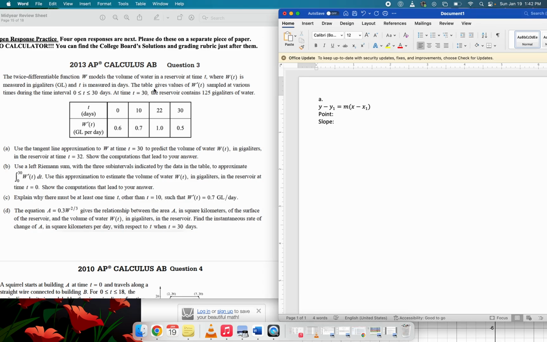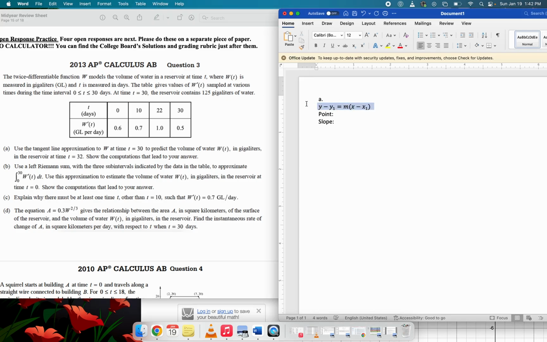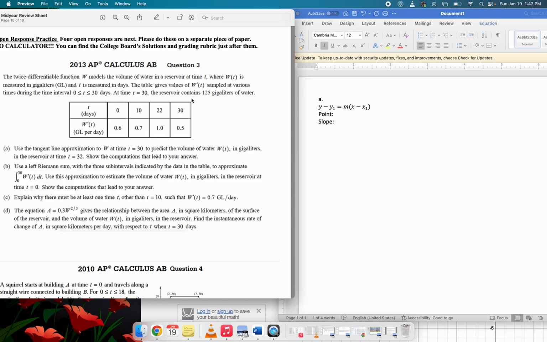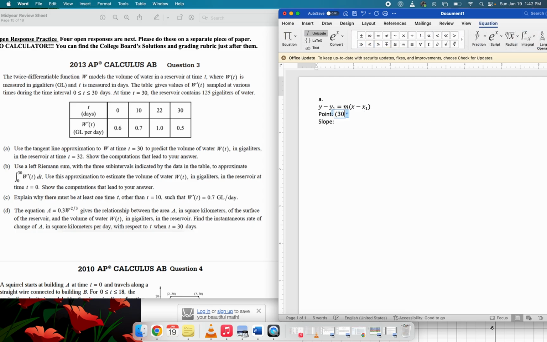I mean, it's a bit funny because the variable here is t, not x, right? When I use the equation of the tangent line, the variables are x and y, but in this problem, those aren't the right variables. The variable is t, right? That's the input, and the output is w. So anyway, the point that we're looking for is going to be 30. That's the input. And the output, of course, is the value of w at 30, right?